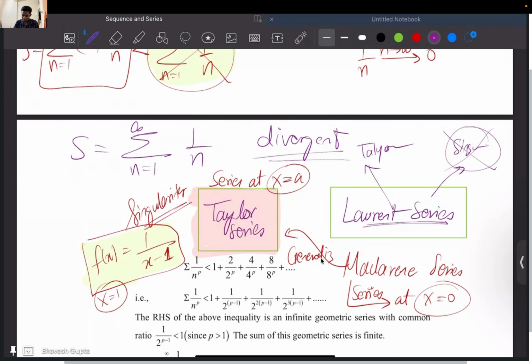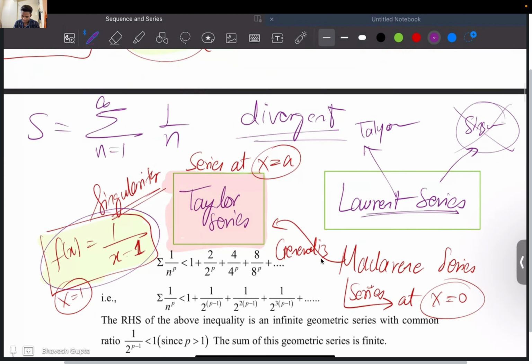For example, whenever you're trying to write down a series about a point which turns out to be a singular point of a function, then please listen carefully. Just see what you're trying to do. Make sure that point is not a singular point. If it is a singular point, then you have to use Laurent series, which takes care of the singularities and everything. I hope you came to know something new.